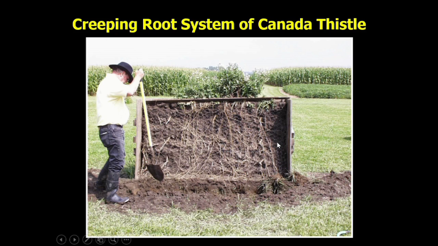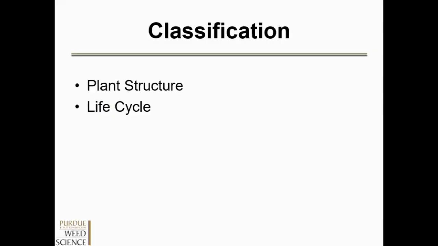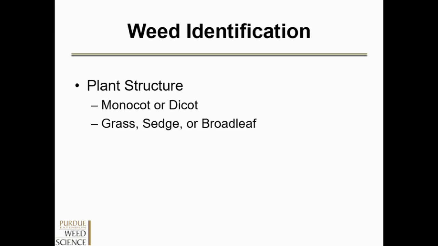So that is 1 year of growth. That gives a pretty good idea of why this weed can be challenging to control, just because of the sheer amount of biomass it can produce underground, even though it doesn't look like a whole lot is going on above ground. So that's kind of the run through there of classification. As I said, we look at plant structure and life cycle. Just, the review of plant structure, we're really talking about monocot versus dicot, or those grasses and sedges versus the broadleaf weeds.